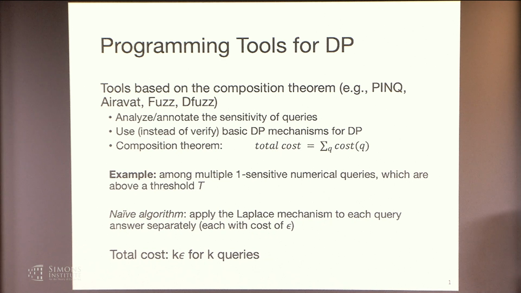The question is, among a lot of one-sensitive numerical queries, I want to learn how many of them are above a threshold, say T. Okay. So if you use these kinds of tools to develop an algorithm, I bet the best algorithm you can develop with those tools is this one, the naive algorithm, which applies the Laplace mechanism to each query. For each query you pay the cost of epsilon, and at the end you get a privacy cost of K epsilon due to the composition theorem. So these tools are pretty useful if you only want to implement these naive algorithms.